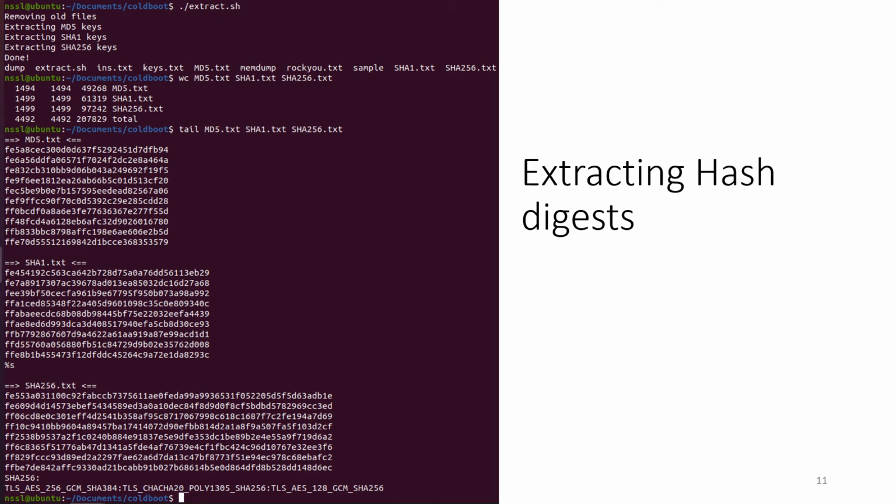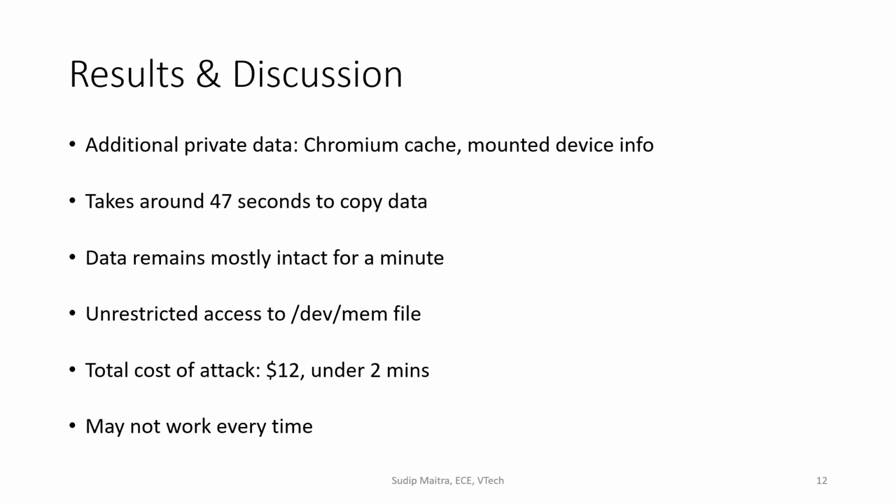So the script looks for values that appear to be either MD5, SHA-1, or SHA-256 message digests, and it copies them into separate files for further analysis. After extracting the hash digests, one can use tools like Hashcat to find the plaintext keys with a powerful machine. Apart from keys, browser activity, network traffic, and files on mounted devices are also visible from the memory dump.